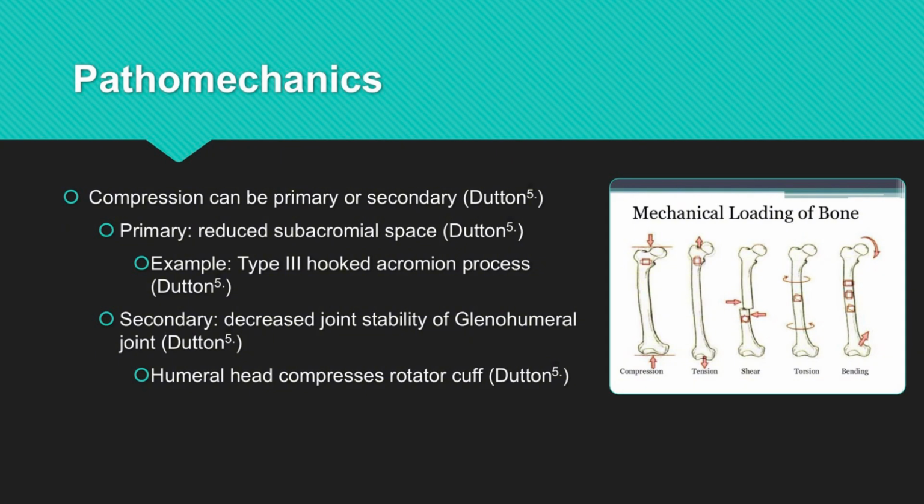So there are different pathomechanics that cause it. From Dutton's part in the book, it said that compression is one. There are two types. Primary, which is due to reducing the subacromial space. An example would be a type 3 hook on the acromion process. Secondary is due to decreased joint stability at the GH joint, so that could be when the humeral head compresses on the rotator cuff.